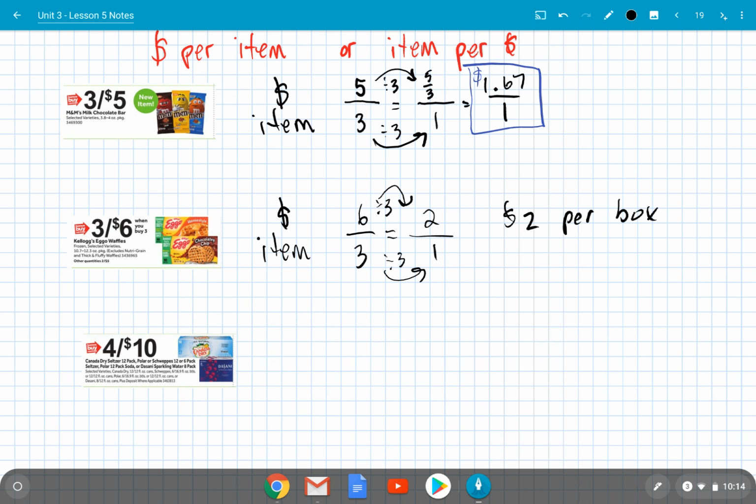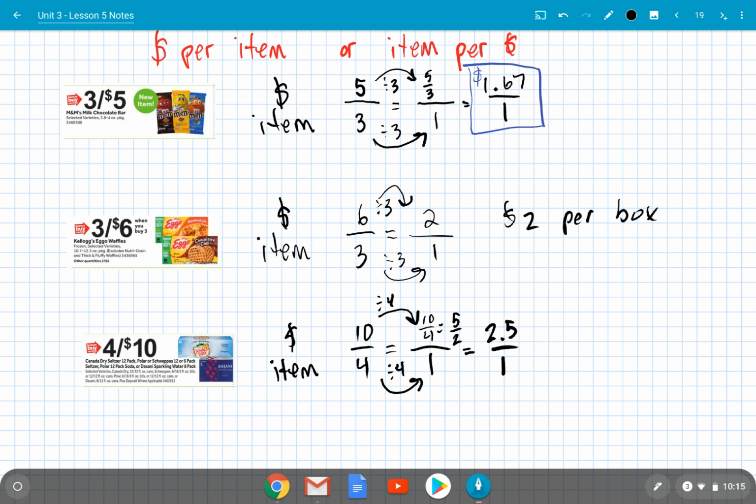Last but not least, sticking with dollars per item to figure out what I'm going to have to spend for Canada Dry or for Dasani water. It's $10 for 4 items. Same thing. Divide by 4 because I want to know what it costs for 1 thing. 10 divided by 4 is 10/4, which doesn't help me out much. 10 and 4 have 2 in common, so 5 and 2, and that's not going to work for me either because that's not really money. So 5 divided by 2 is the same thing as 2.5.